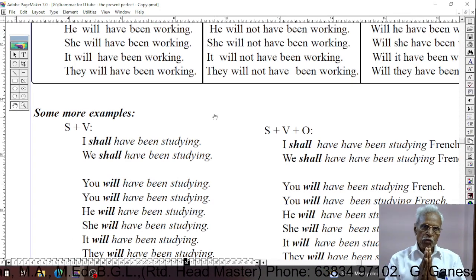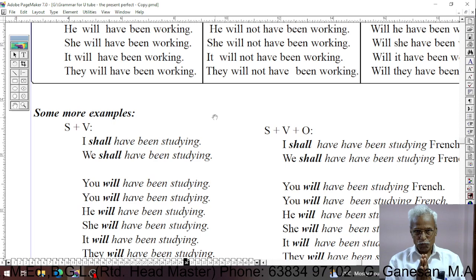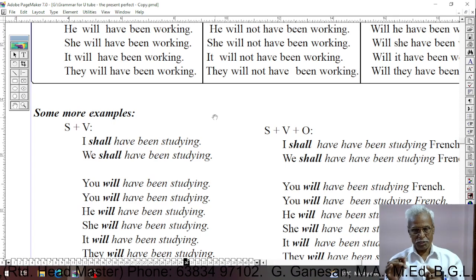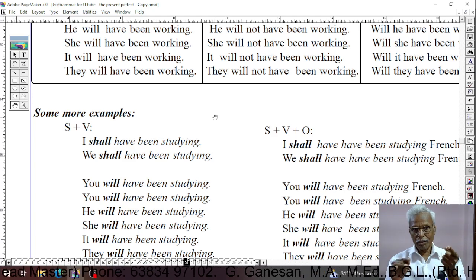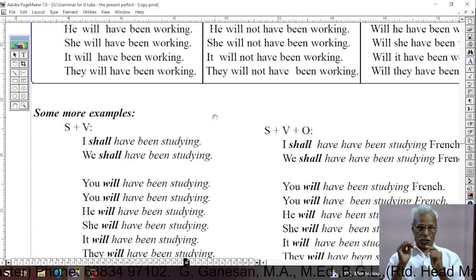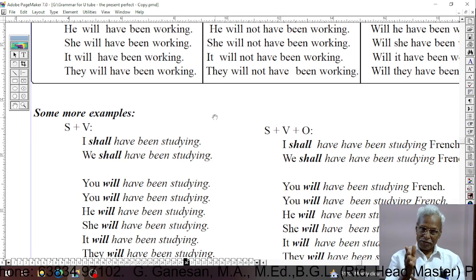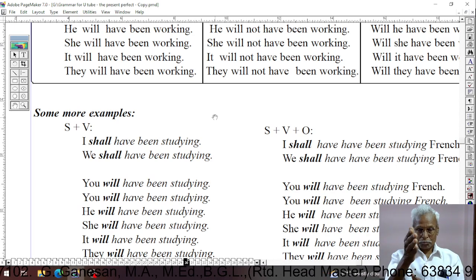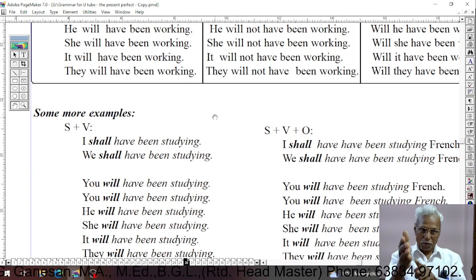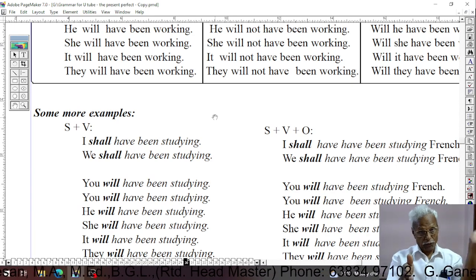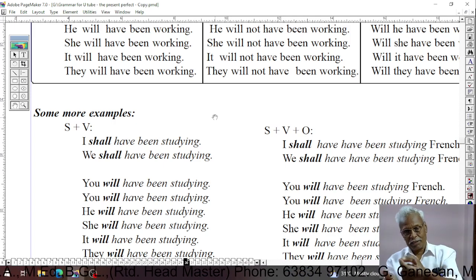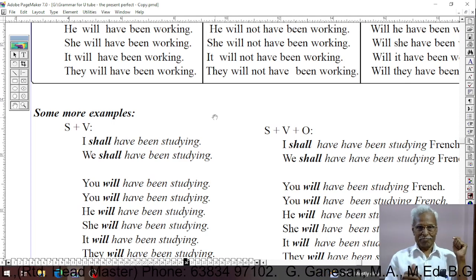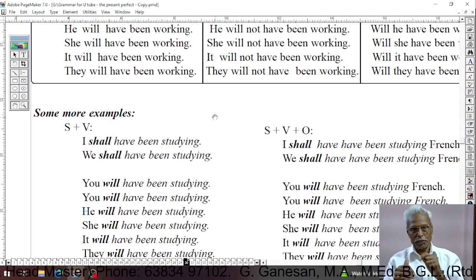future perfect continuous means the tense used to express a future action. That action began before a point of time in the future and will be going on at the time of speaking.